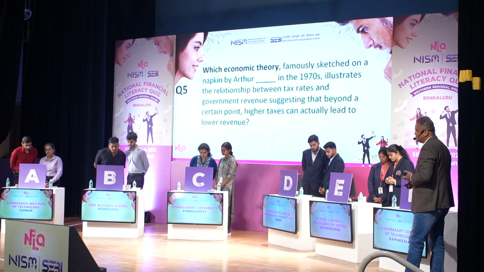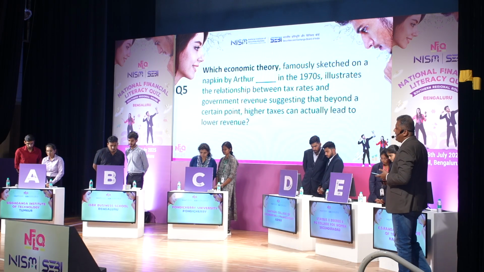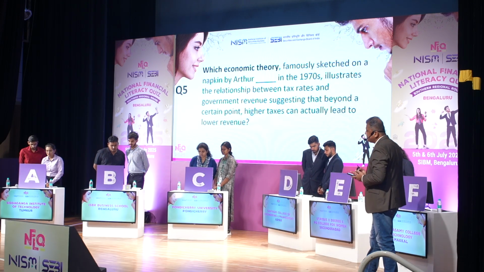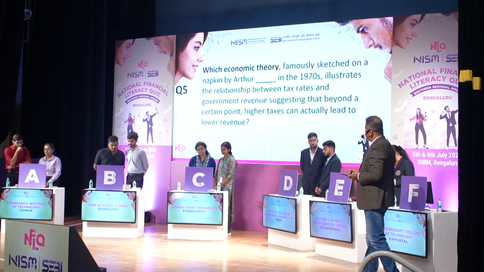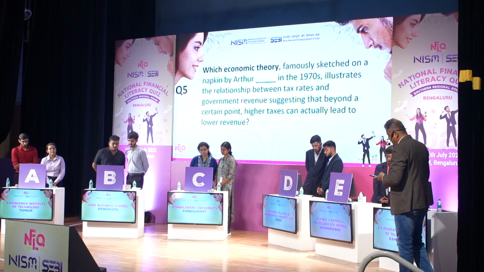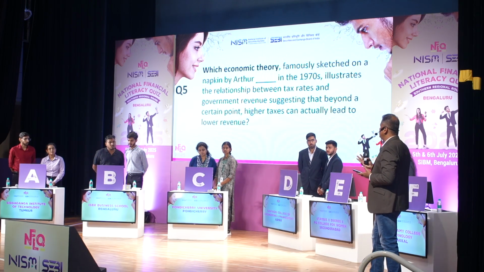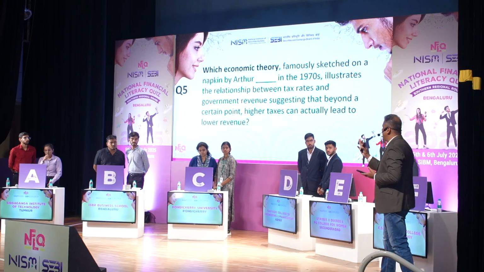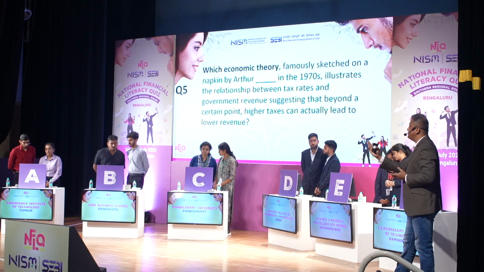Here's your question. Which economic theory, famously sketched on a paper napkin by Arthur Blank, his name forms a part of the answer, in the 1970s, illustrates the relationship between tax rates and government revenue, suggesting that beyond a certain point, higher taxes can actually lead to lower revenue for the government. If all the teams agree, it's a 2-word answer. I'll give you the second word. You just tell me his last name. Everybody agrees? It's called the blank curve. Curve is the second part. I just need the first word, which is his last name.